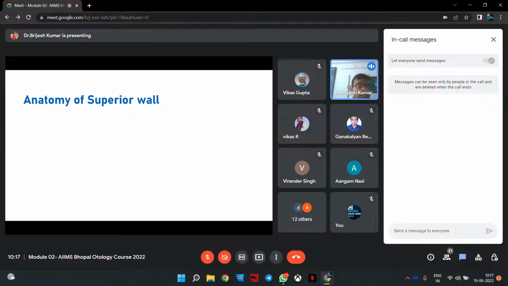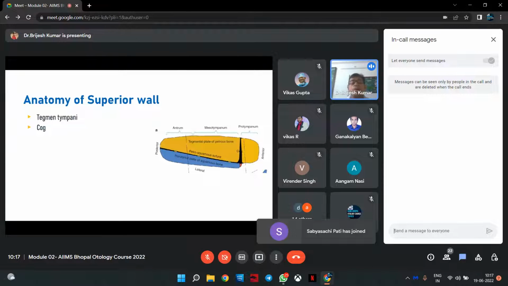That's about the posterior wall. Let us see the superior wall, which is called the tegmen tympani. And another important bony structure seen here is the cog. So let us see the formation of the superior wall, what constitutes the superior wall.